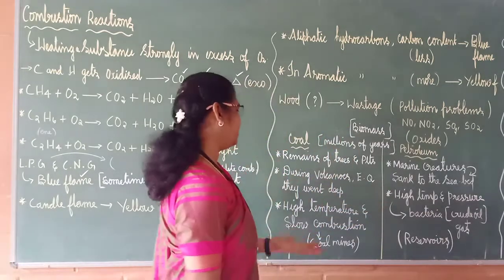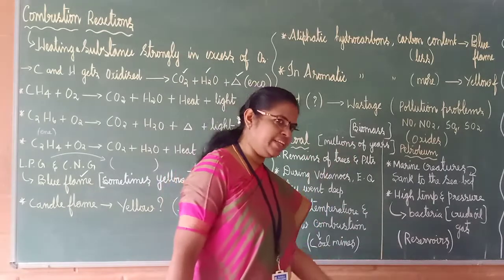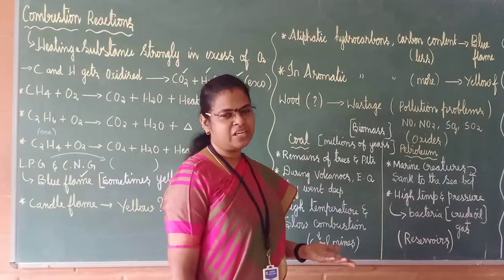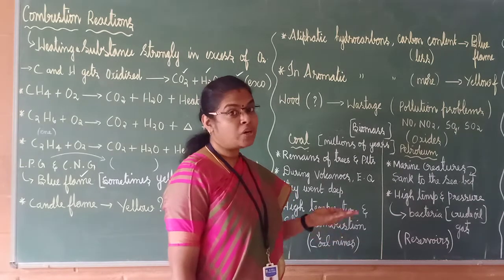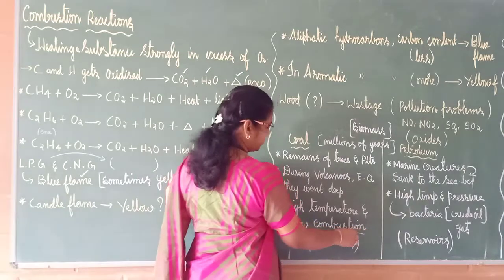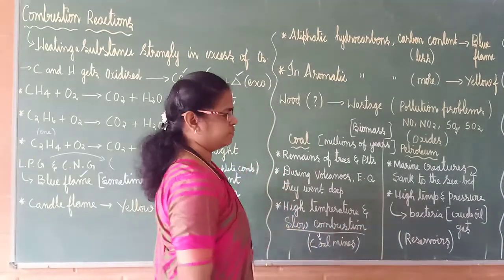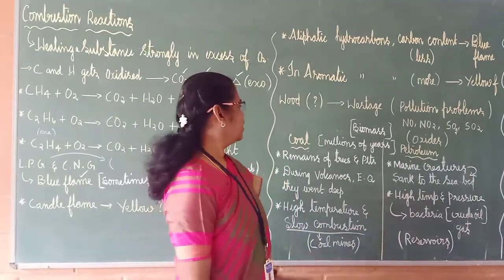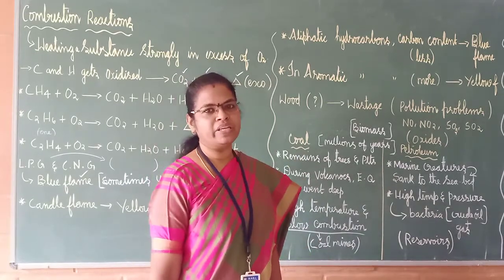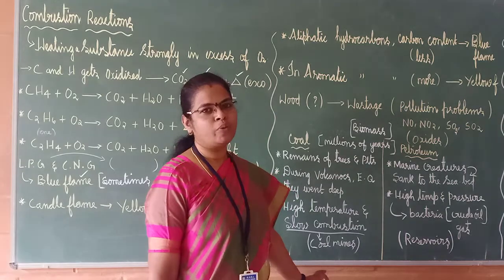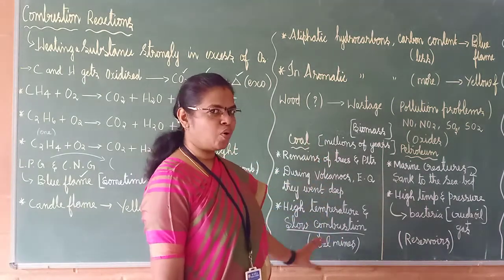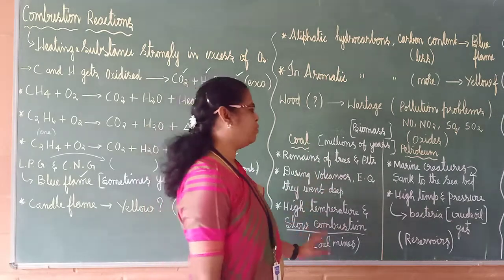When it went inside, it went very deep. And due to high temperature and pressure, what happened inside? Slow combustion took place, and coal is produced. From where will we get coal? From coal mines. This is how we are getting coal from coal mines.